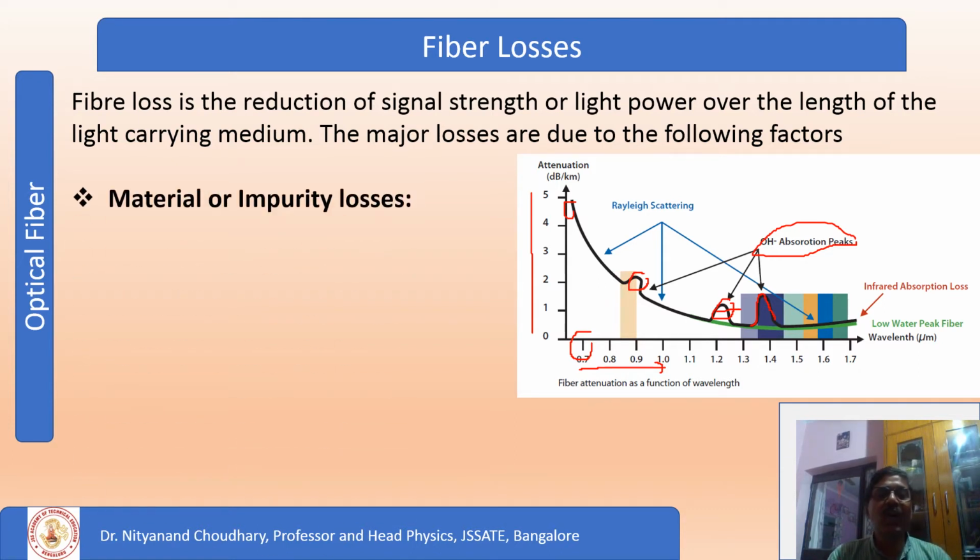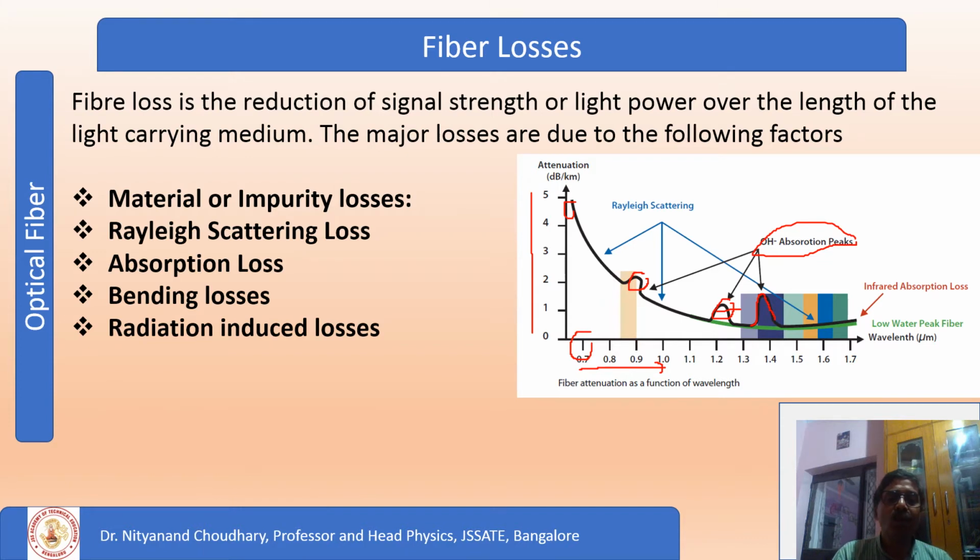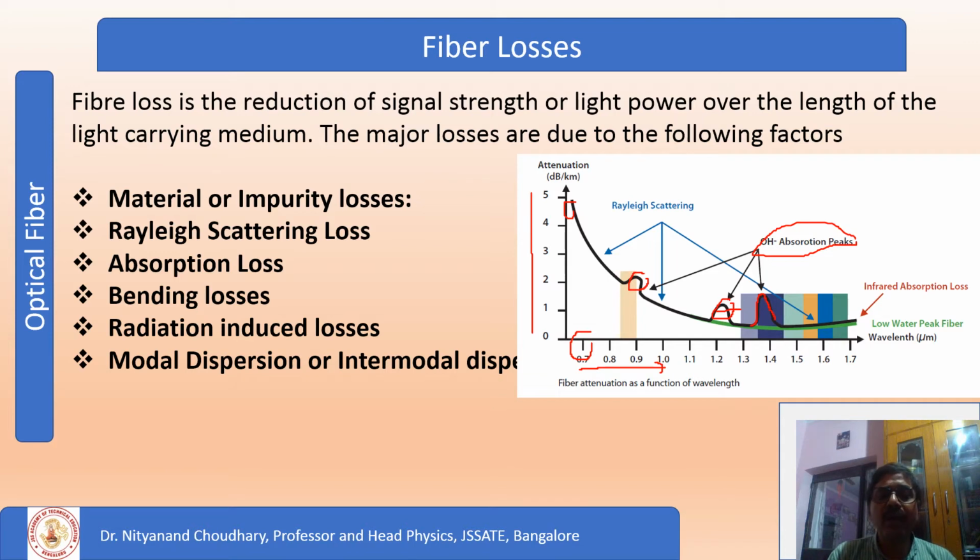Now first is material or impurity loss, second is the Rayleigh scattering loss, third is the absorption loss, fourth is the bending loss, fifth is the radiation or radiation induced losses, and finally modal dispersion or intermodal dispersion. These are the different types of losses we have in the optical fiber. It does not mean we have only these types. We have more, but these are the important regions for the losses, and this is the primary level. So now let us study one by one.